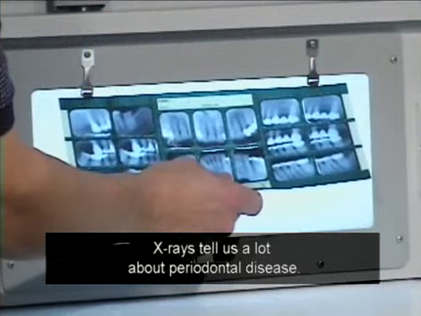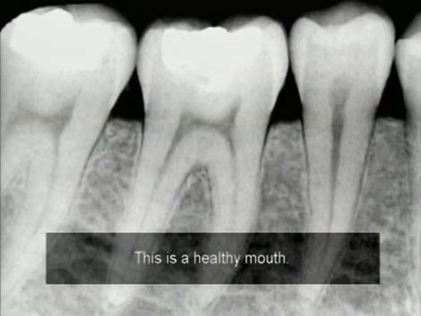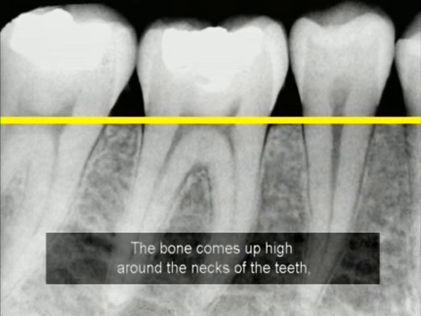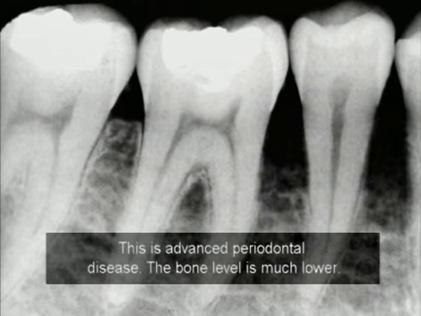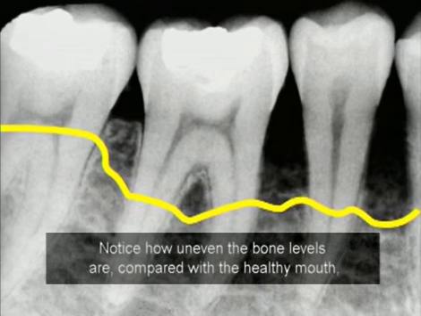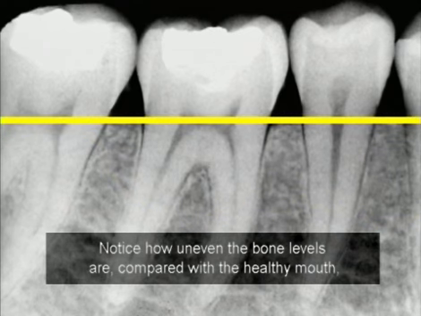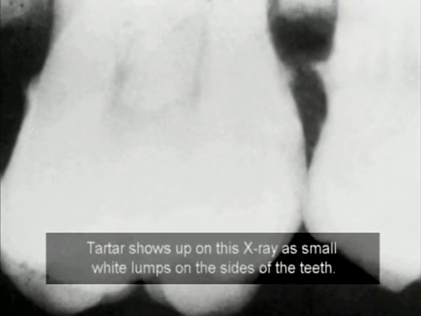X-rays tell us a lot about periodontal disease. This is a healthy mouth. The bone comes up high around the necks of the teeth, and it's even throughout the mouth. This is advanced periodontal disease. The bone level is much lower. Notice how uneven the bone levels are, compared with the healthy mouth. And notice the tartar on the teeth. Tartar shows up on this X-ray as small white lumps on the sides of the teeth.